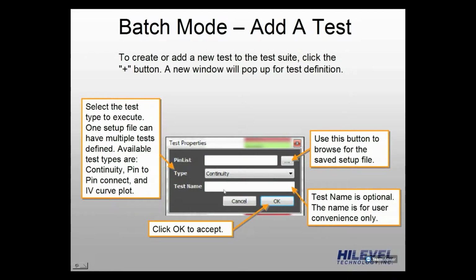Test name is used to put some short description of the test. It will appear in the log file and is there for your convenience, but a test name is not required by the software. When you click OK, this test is added to the list.